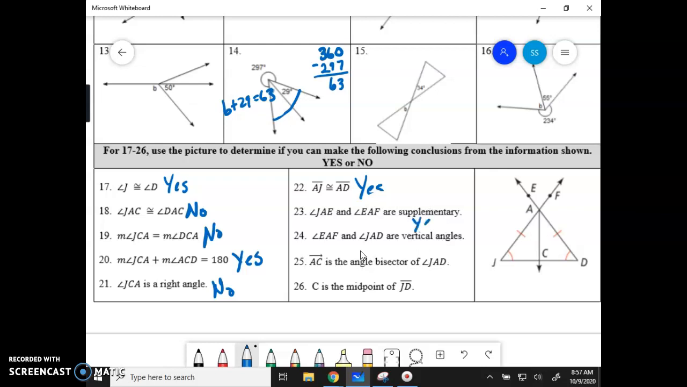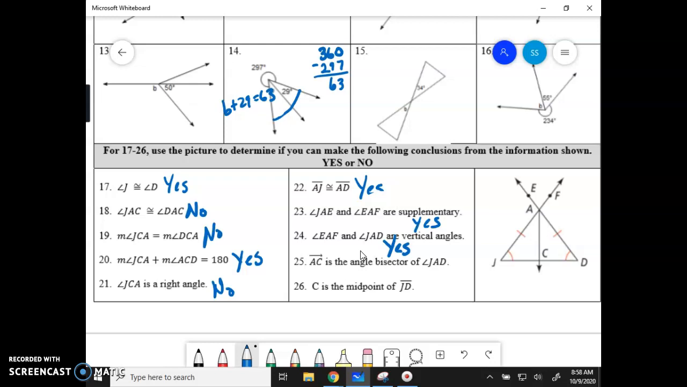Oops, didn't mean to erase that part. How about number 24, EAF? EAF, that's this guy here, and JAD. So they're saying this angle and this angle are vertical angles, and yes, we can assume vertical angles. So yes, we don't know the angle measures, but we know that they are the same. So we can make assumptions on vertical angles.